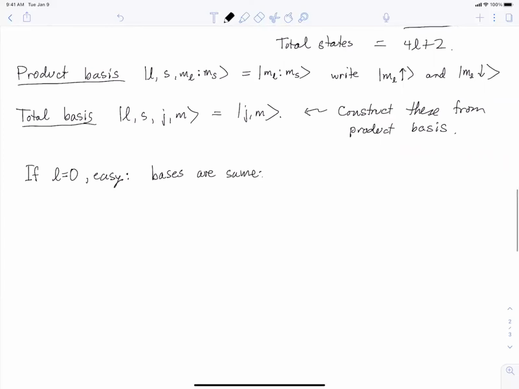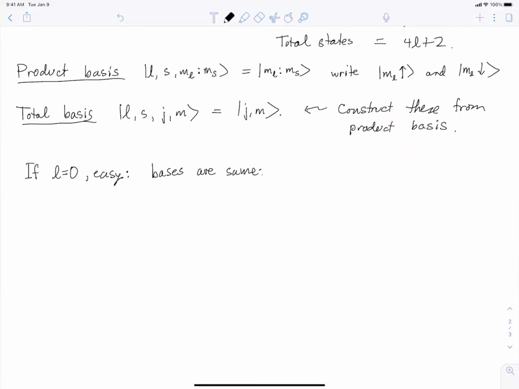So to see that, let's take a product basis ket, for example, L equals 0, up arrow. If L equals 0 and you have spin 1/2, then the only thing the total angular momentum can be is 1/2. And if the spin is pointing up, the only way that the total angular momentum along the z direction can be pointing is up, and that's the plus 1/2 direction. So this is in the product. This is in the total.